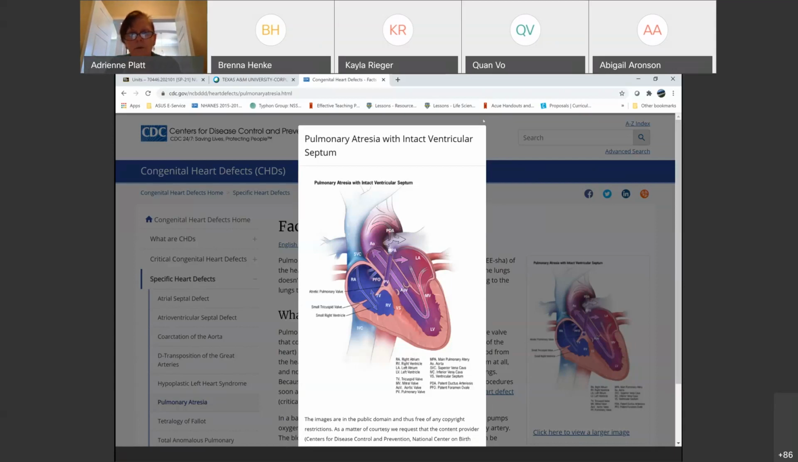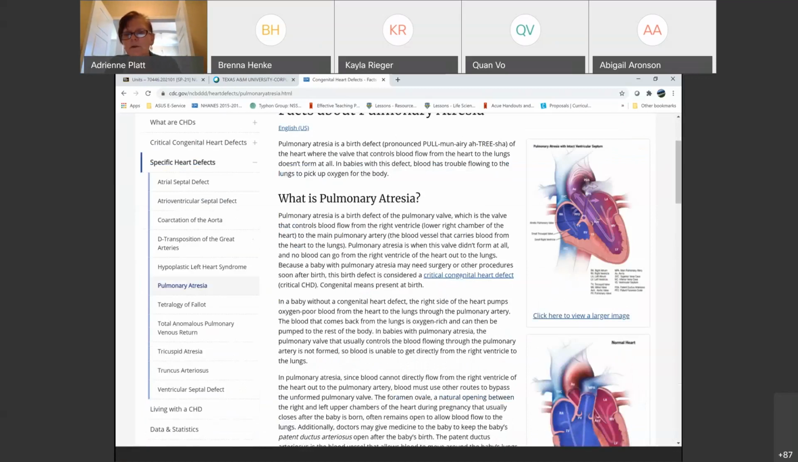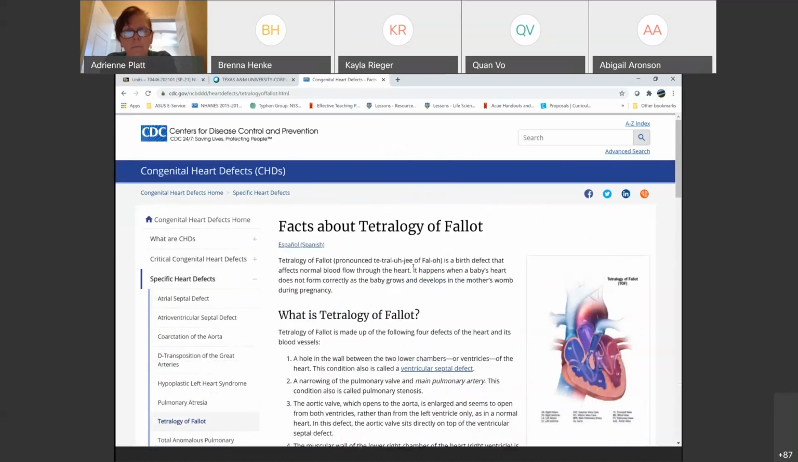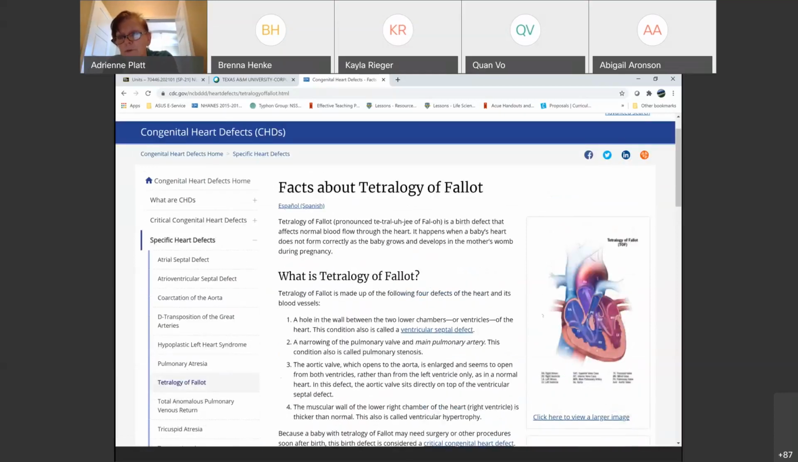Hopefully I'm not overdoing it for you. Let me get out of that. So that's considered a critical congenital heart defect, because if those ducts close... I'm going to go into tetralogy of Fallot. Tetra is four defects. The biggest ones are the VSD and the pulmonary atresia or stenosis. They end up with multiple surgeries.